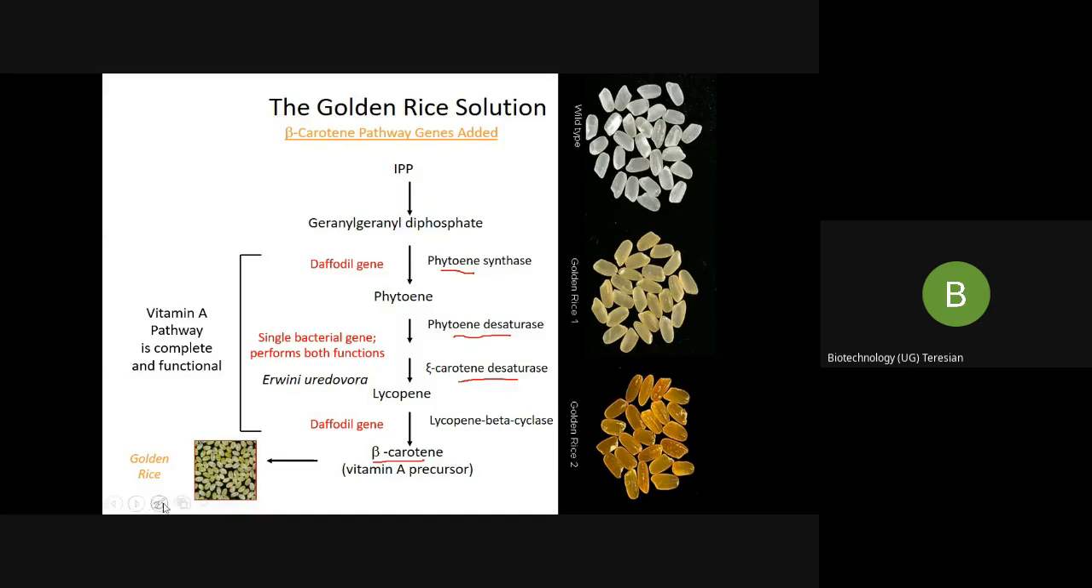You can see the golden rice. Now the vitamin A pathway is complete and functional because you have introduced the genes from your daffodil and Erwinia, and you got the golden rice, which is rich in beta carotene. Now when you consume this, you get vitamin A and it can prevent blindness.